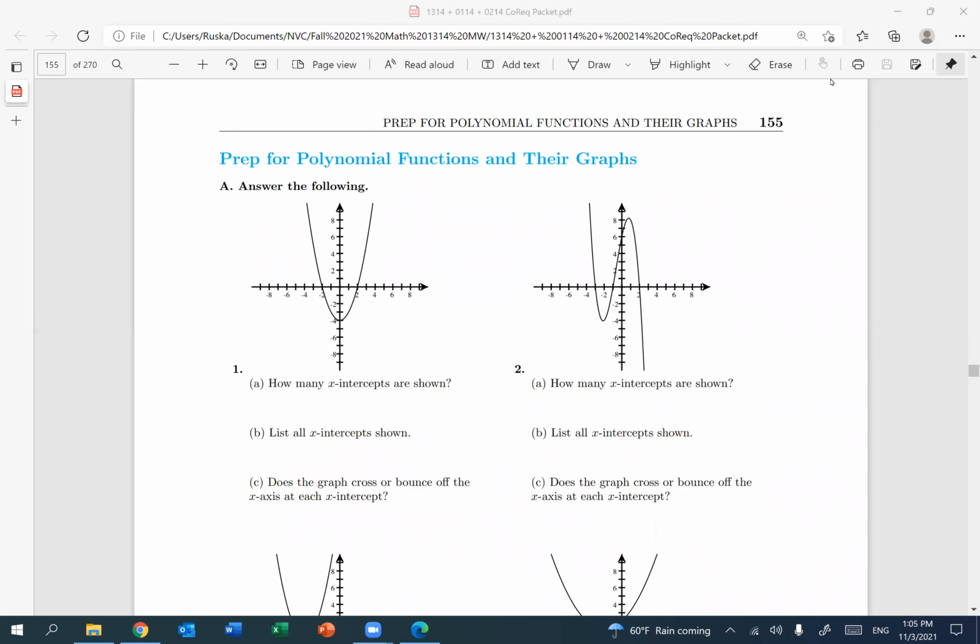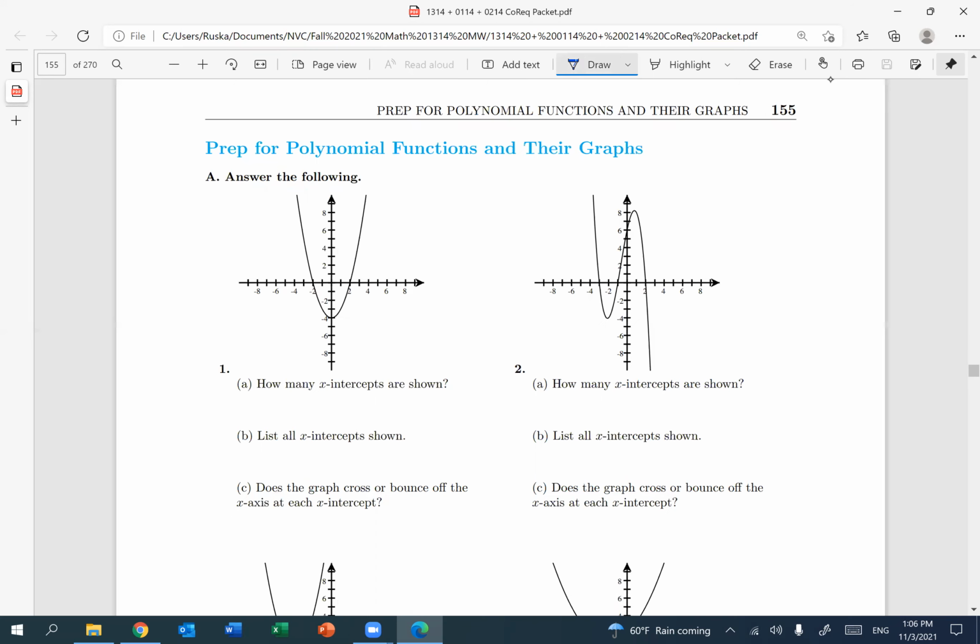Okay, so today we're going to go over polynomial and rational functions, which is page 155 in your packet. First we're going to start with polynomial functions. A polynomial function is a smooth graph which goes up and down, depending on the exponent. Polynomial pretty much means you have many terms. Poly means a lot of terms.